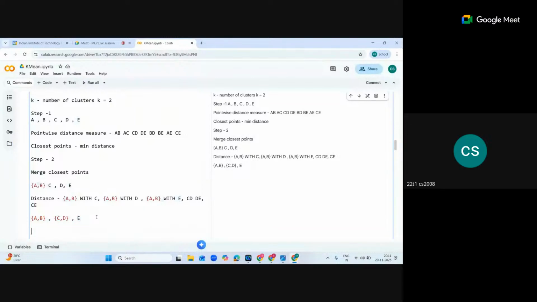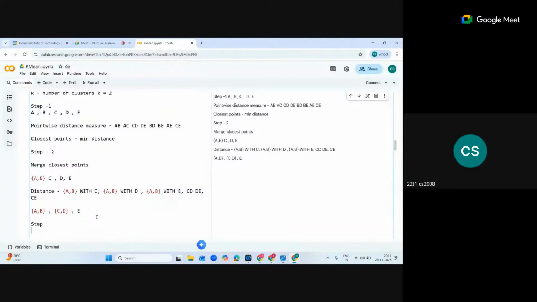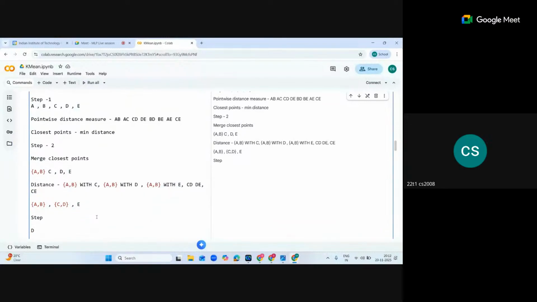So what we will do now is, at step 3, we again compute distances. Now it's very simple. There are only 2 distances to compute: the distance of AB with E and CD with E, right? So we'll do the same thing.